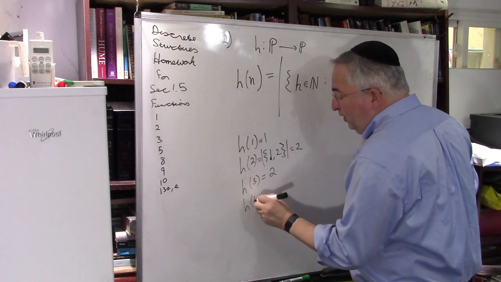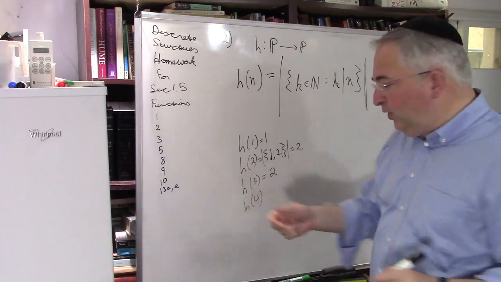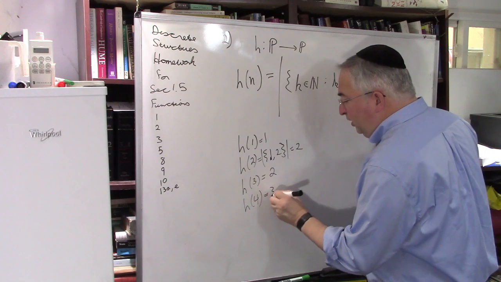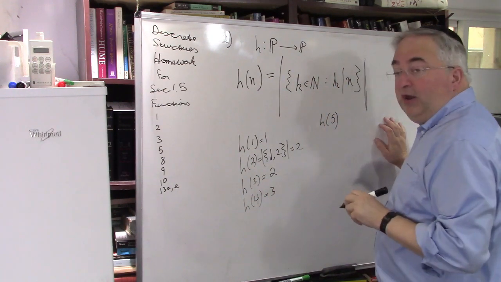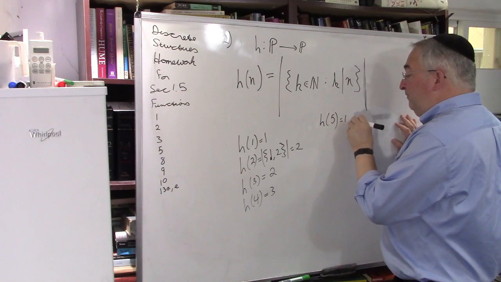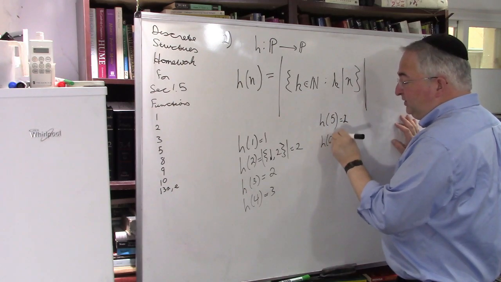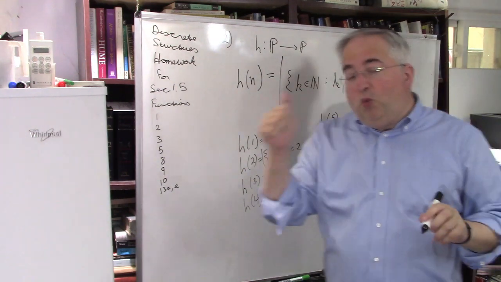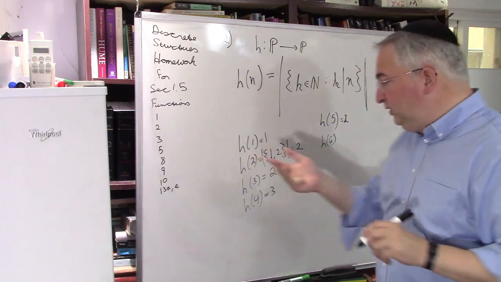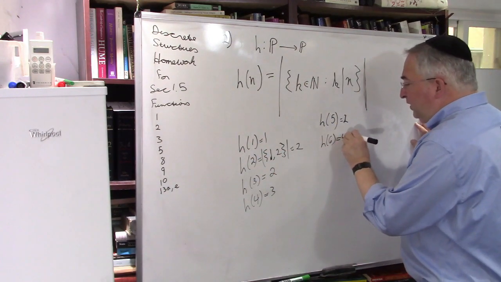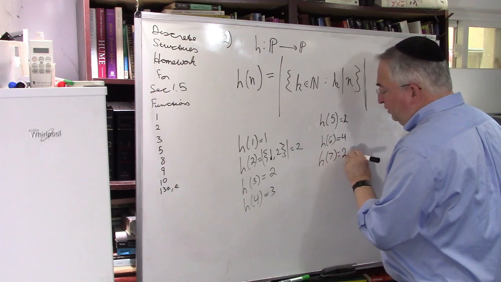H of 4, how many numbers go into 4? 1, 2, and 4. So that's 3. H of 5, how many numbers go into 5? 1 and 5. So write that 2. H of 6, that's a little bit more complicated. You ready? 1 goes into it, 2 goes into it, 3 goes into it, 6 goes into it. So that's 4. H of 7 is a prime number, so there's only 2.